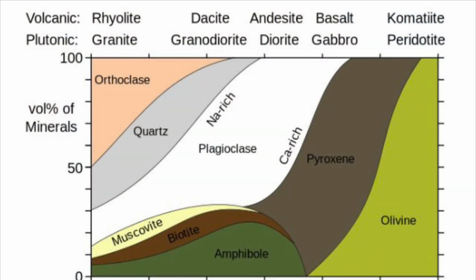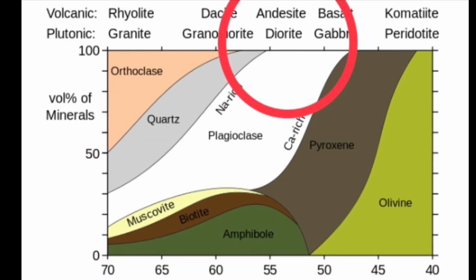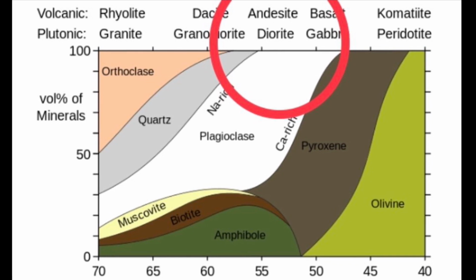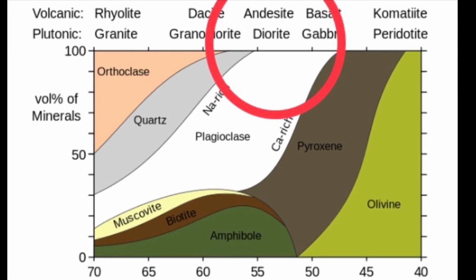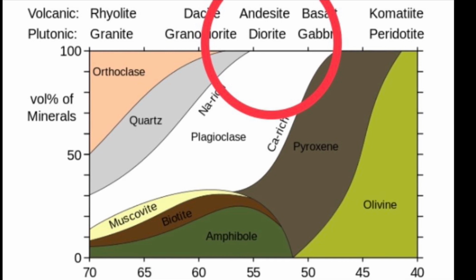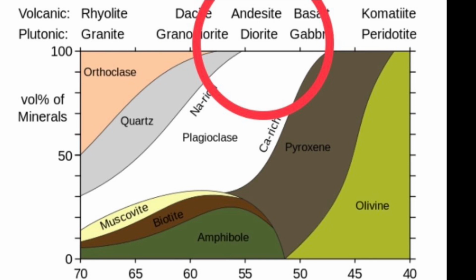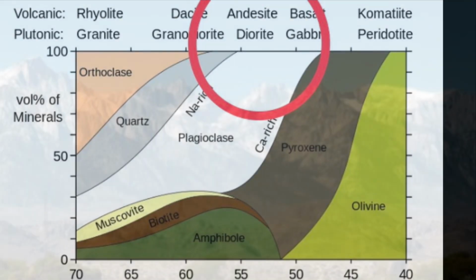This cool but sort of confusing chart shows the different kinds of igneous rocks across the top, and the different colored shapes show how much of each mineral is in each of these rocks. The red circle here shows you the composition of diorite and also andesite. It's the above-ground complement. And you see some quartz, but you see a whole bunch of feldspar, mostly sodium-rich feldspar, and a little bit of dark stuff, which would be biotite and hornblende.